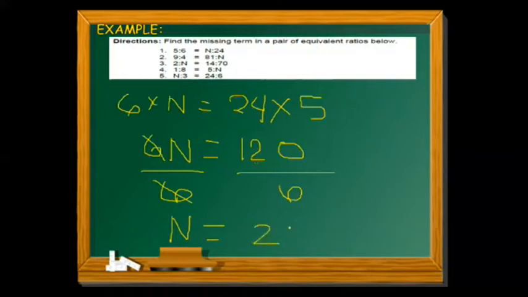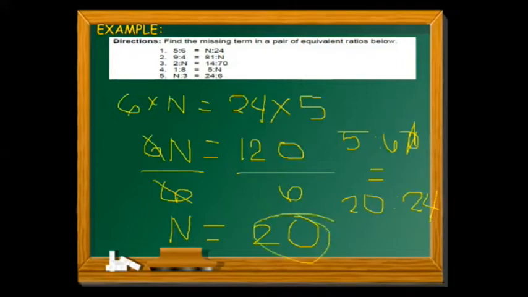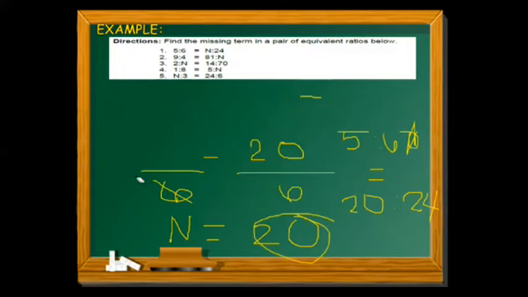20. So the missing number is equal to 20. Therefore, 5:6 is equal to 20/24. Okay, so the answer is 20. Okay, so let's move to another example para mas malinaw. Okay, bigay tayo ng panibagong example natin.